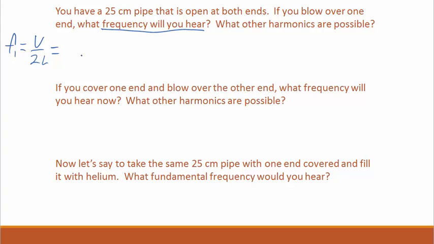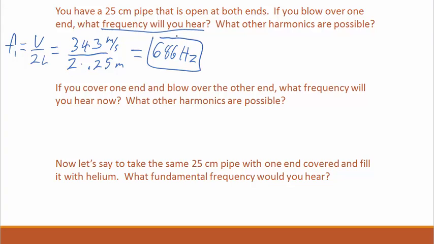And it didn't tell us otherwise, so we're going to assume that this is nice room temperature air. 2 times the length of the pipe. Be sure and convert that to meters, because this was meters per second, so we need this to be in meters so that the meters cancel out. So we just end up with 343 divided by 2 times a quarter, and that works out to be 686 hertz is the fundamental, and that's what we're going to hear.